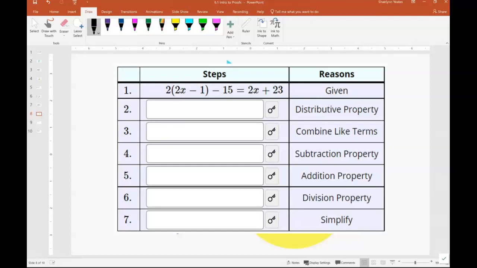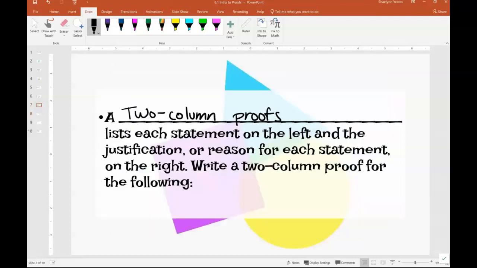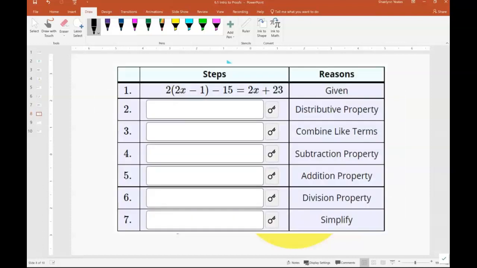So here we see that we are doing the steps, the things we're doing on the left, and then on the right we've got our reasons. So left is the statements, the right is the reasons. We'll notice that the first step is the distributive property.